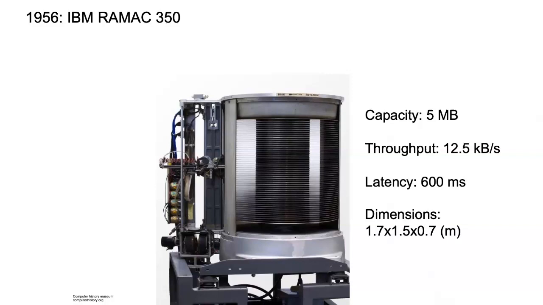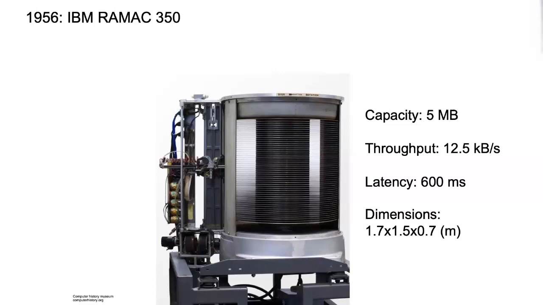The throughput is a speed. You could read 12.5 kilobytes per second. Back then, they didn't say kilobyte. They said 12,500 characters per second, right? They called them characters. But today, we would say it's 12.5 kilobytes per second. So that's, again, capacity per unit of time.